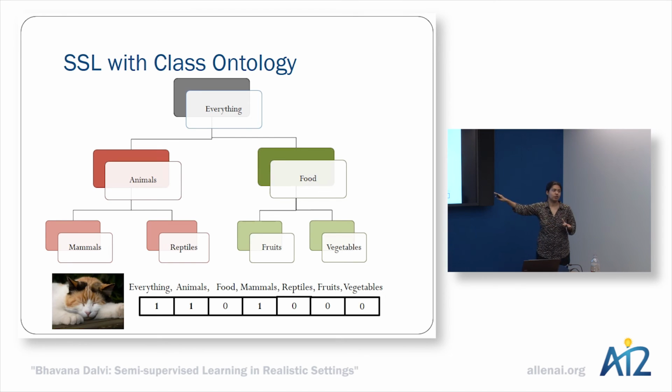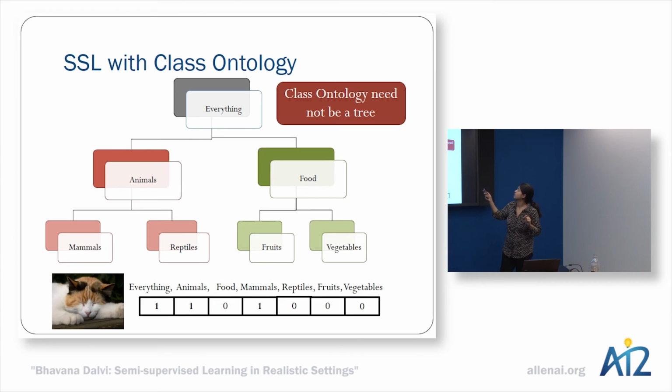The difference from what I showed you till now is that for this particular cat data point, we are not assigning it to one of the classes, but we are assigning it a bit vector of labels such that there is one bit for each of the categories. And for this particular example, we want the animal and mammal bits set. Note that this class ontology need not be a tree. In the NELL ontology that we have, any node can have multiple parents, and there can be overlapping classes, and our method takes care of it.